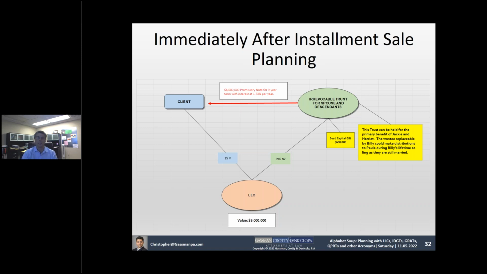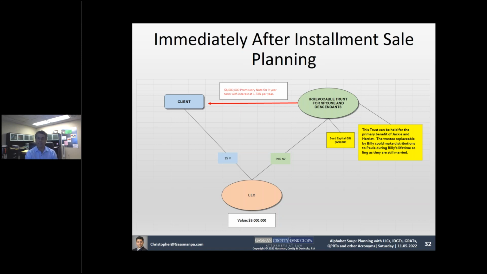And the reason for that gift is to provide a seed capital to the trust so that the trust has an independent net worth of something like 10% of the sale price. As we talked about earlier, that 99% interest can be valued using a discount to come out at approximately a $6 million promissory note that would be owed back to the client.